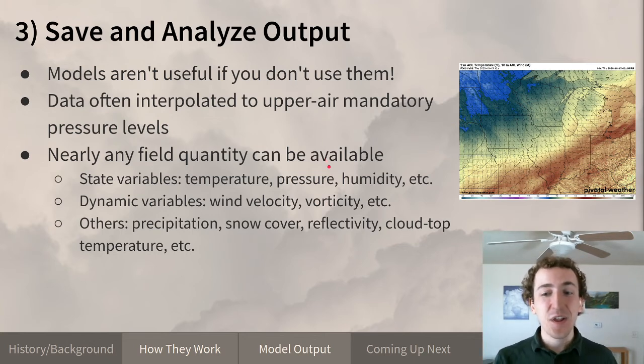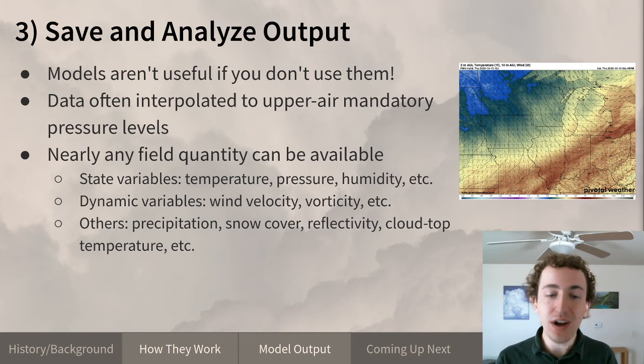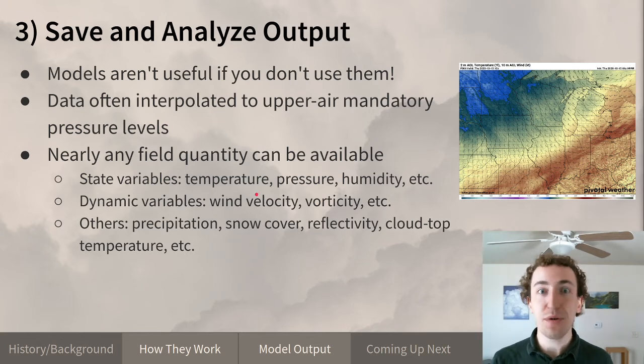And the great thing about weather models compared to observations is that because they have this full representation, this full numerical simulation of the atmosphere, really any atmospheric quantity can be available in the output of these models, from our typical state variables I've talked about a lot.